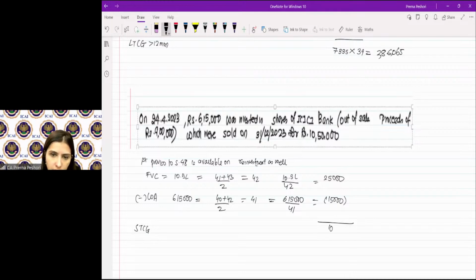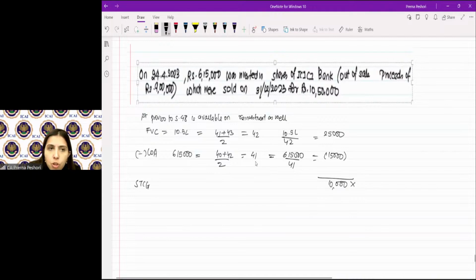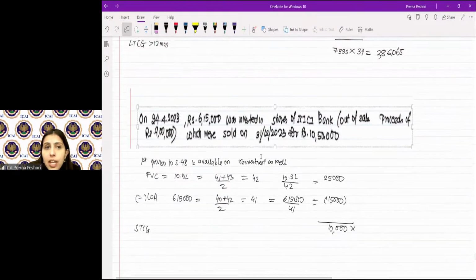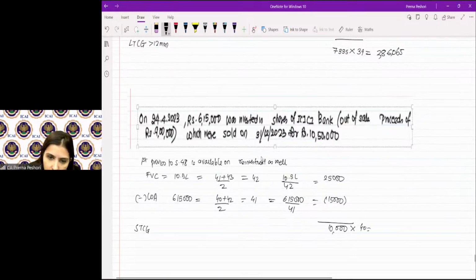So this is 10,000. Now again, I will reconvert it using the TTBR rate as on the date of transfer. So it is 40. So 4 lakh. This is my short-term capital gain. So even on short-term capital gain, the shares will get the foreign exchange fluctuation benefit.